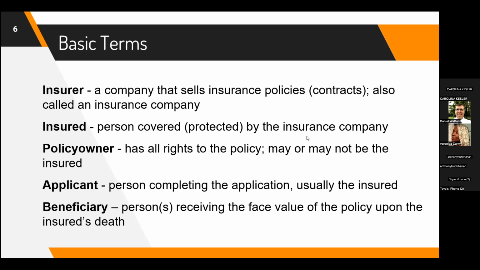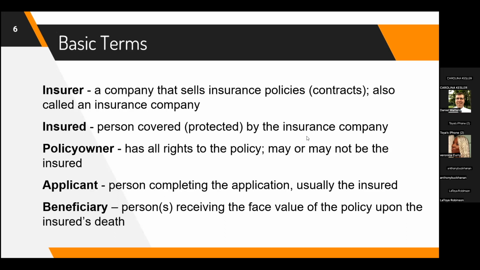The policy owner has all the rights. What does the policy owner have? All the rights. So they get to decide what to do with the policy, who's on it, for how much, for how long, everything. If they want to change it, they can. The owner has all the rights to the policy. They may or may not be the insured. So you could buy a policy for somebody in your family, blood related, that's dependent on you, right? Your child is the usual one, or a spouse, and you would be paying the premiums.